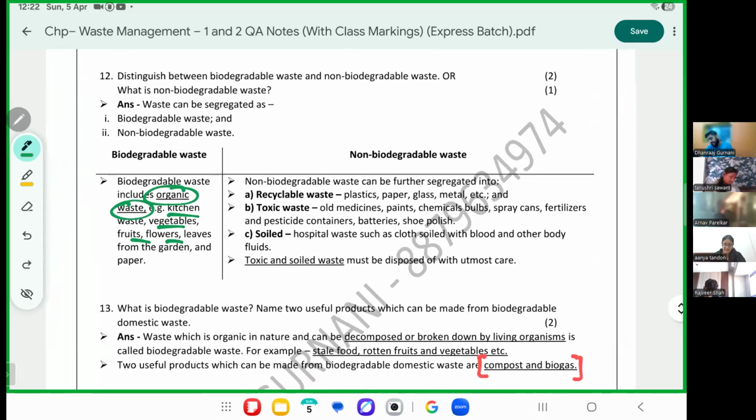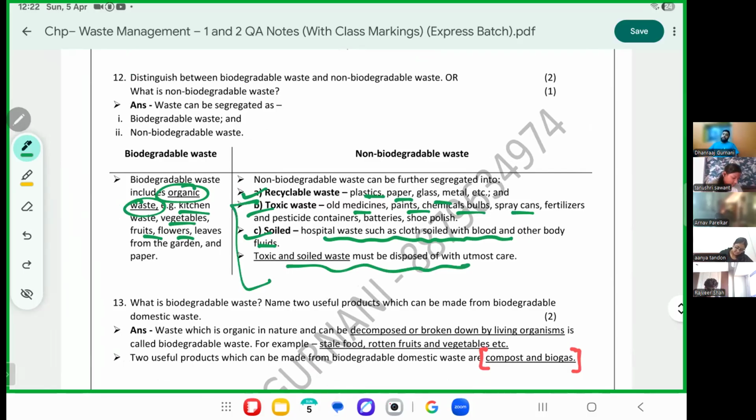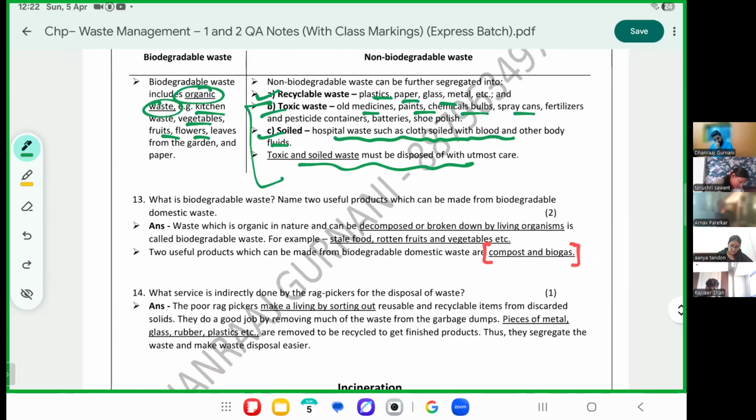Non-biodegradable waste is categorized into three categories. Recyclable: plastic, paper, glass, you can recycle it. Toxic: waste like old medicines, paints, chemicals, sprays. And soiled waste is basically from hospitals, such as cloth soiled with blood and other fluids. Toxic and soiled waste should be disposed of very carefully. The last 3 points को bracket कर दो. Toxic and soiled waste have to be disposed of very, very carefully.